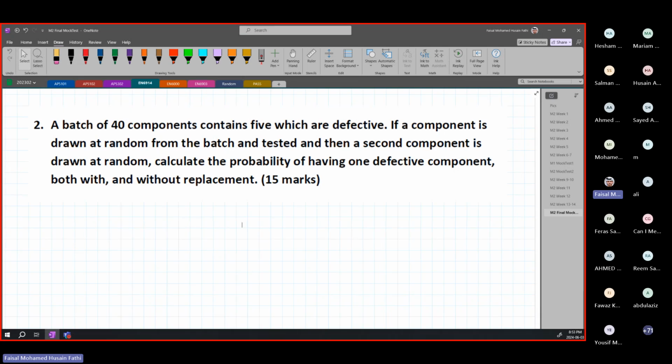A batch of 40 components contains 5, so okay, step by step. 40 components. That means our n, the total number of components, is 40. All right?